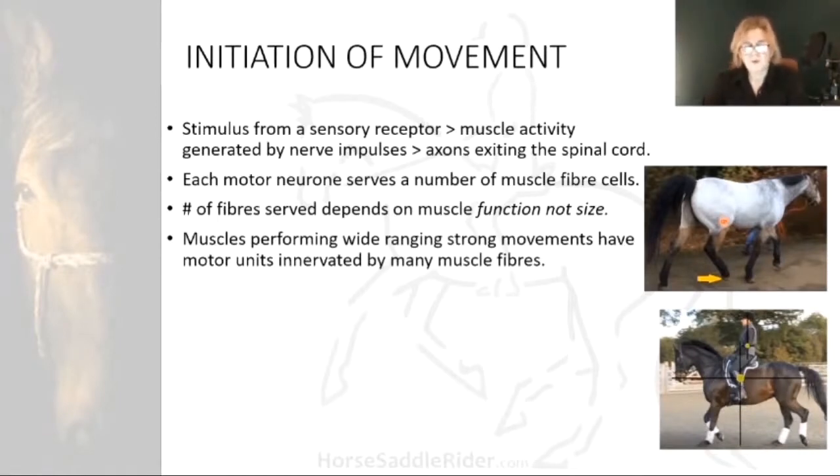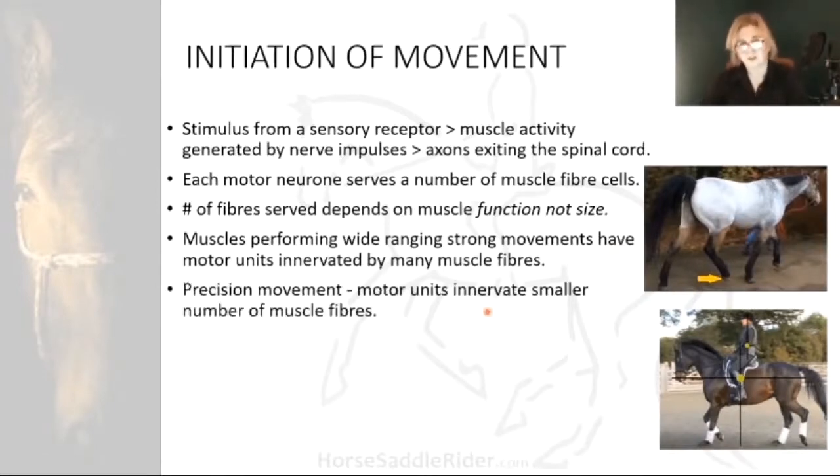And muscles performing wide-ranging strong movements have motor units innervated by many muscle fibres. But for the precision movements, those junction boxes are wired to fewer muscle fibres. So that's what gives you the precision, the control, the focus.